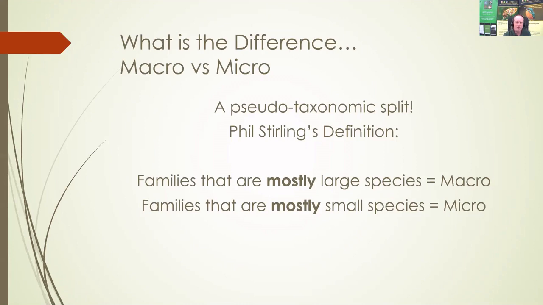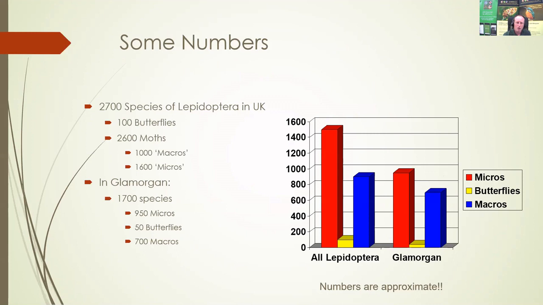And the key message from this talk, as indeed it was in the previous talk on macros, is that getting to know the families is the key to being able to identify most moths, or at least get down to some kind of identification. Just to say that there are considerably more micros than there are macros, and very few butterflies on the British list.